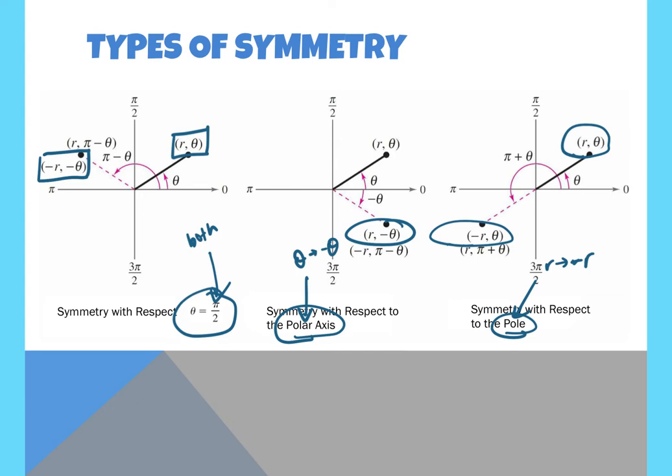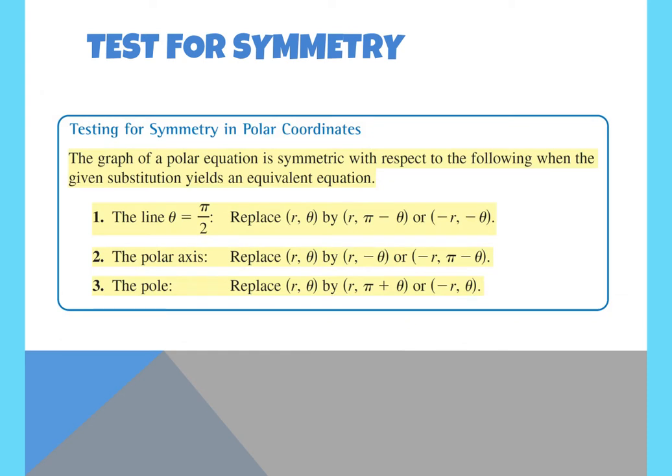So if I had my equation and I plugged those in and it goes back to my original, then it's going to be symmetric to whichever one that is. It's because of your even and odd tests, which is next. Because of your even and odd tests, this is basically just what it said.